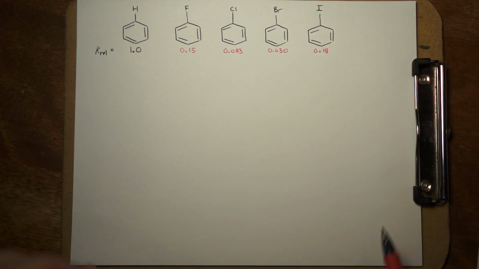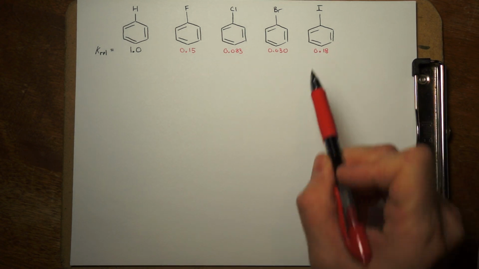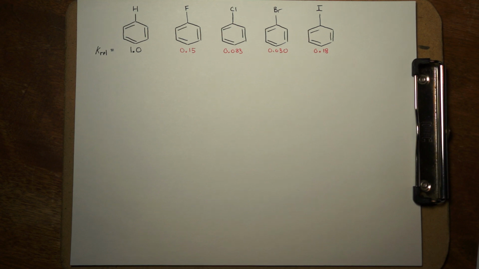0.18, right? So you can see it actually adopts this kind of U-shaped rate trend where the fluorides and the iodides are going to be the fastest to undergo substitution, and the chlorides and the bromides will undergo substitution the slowest. There's a reason for that, and in this video I hope you'll be able to predict that. We are going to take a look at that reason.